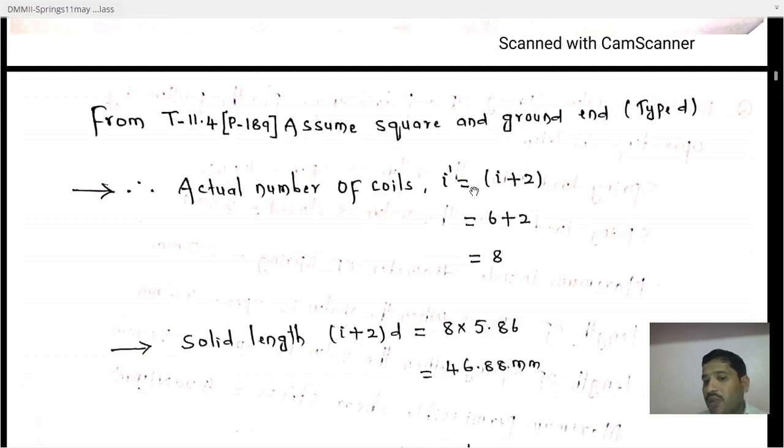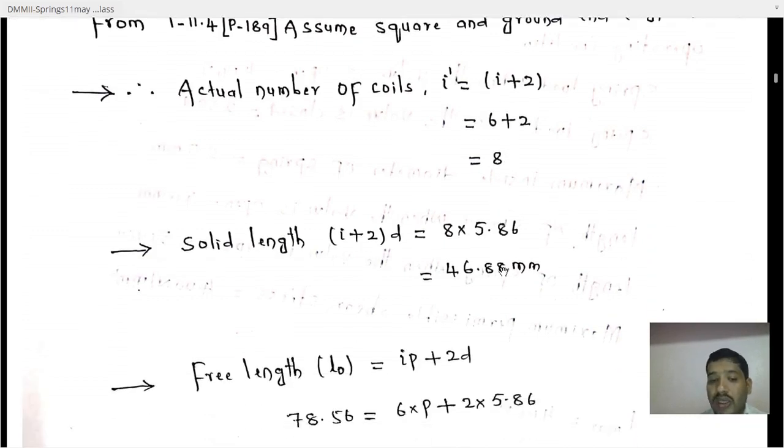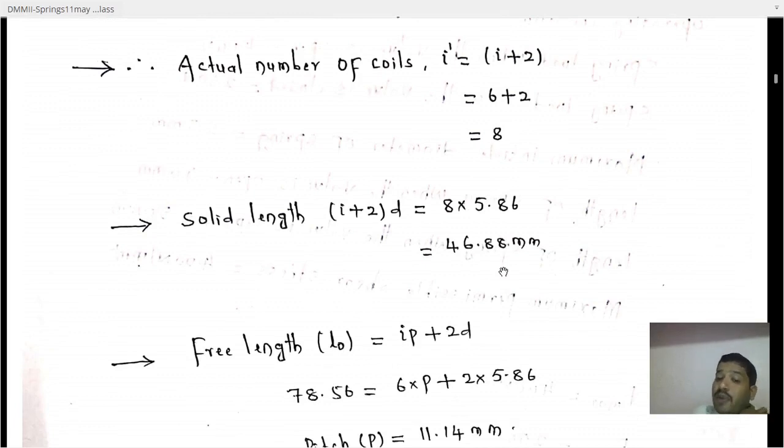The I value is given as how much, dear? 6 plus 2. If you add, you will get the actual number of coils as total 8. And the solid length equals I dash plus 2 into D. How much did we get here? We already know the active number of coils. There is no need to take the value I equal to 6. In the solid length, we have to take the value of the actual number of coils. You have to remember this point. Is it right? So here the actual number of coils we got is 8.